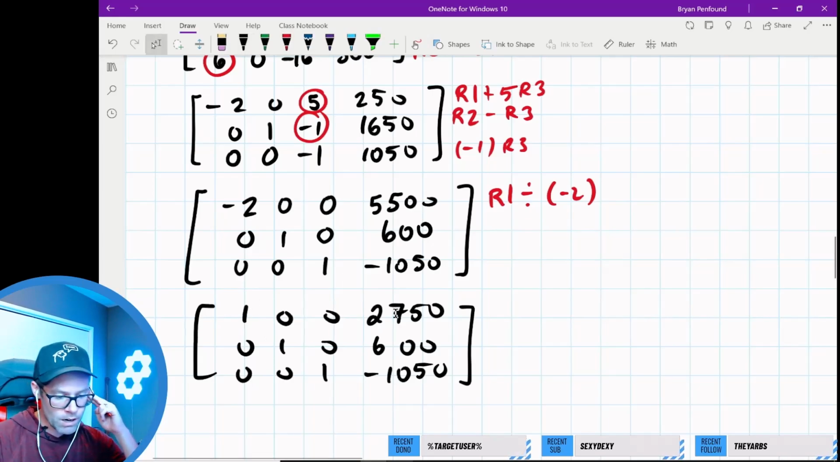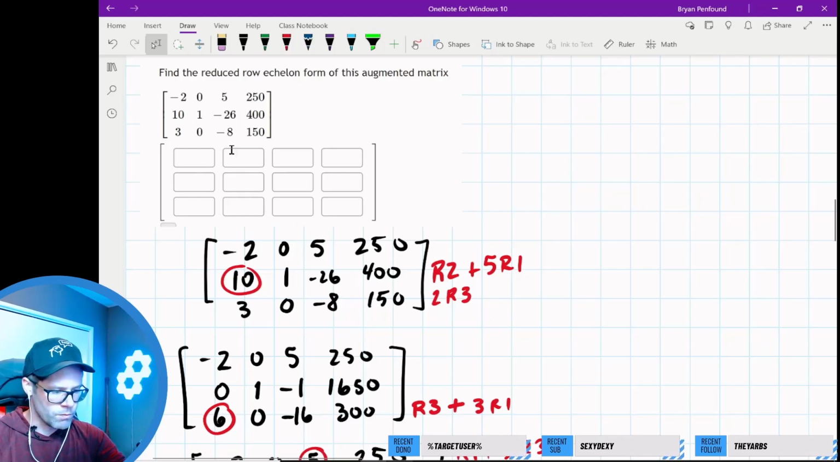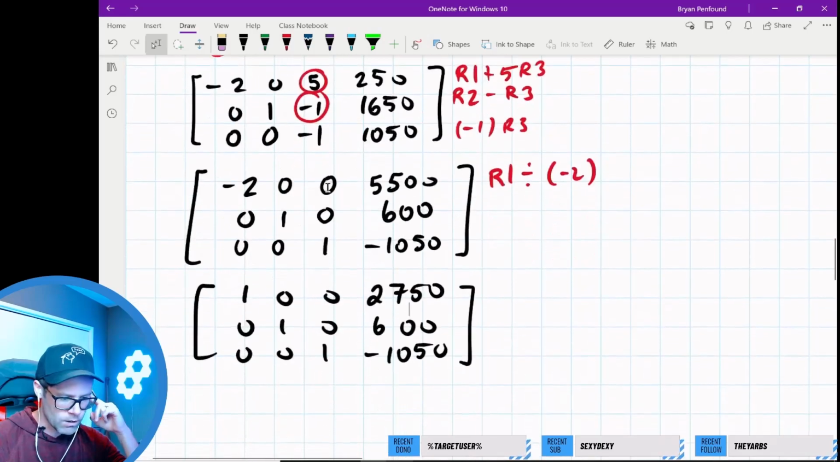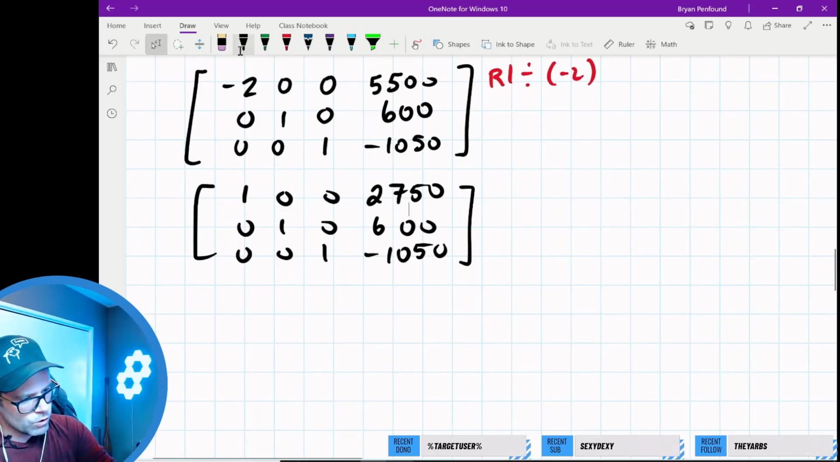All right, and that should be our reduced row echelon form. So yeah, we can just fill in all the numbers here with the 1s, 0s, and our constant terms. I'm not going to go back and do that. This is our RREF, so we are good to go.